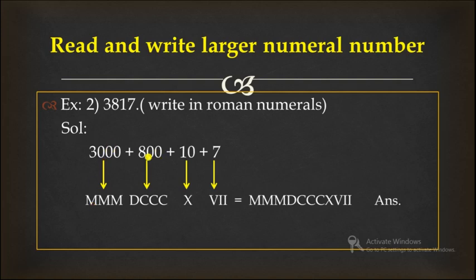Now 800 we can write as DCCC. Value of D 500 and value of C 100, and C is written here 3 times. So 100 into 3 is 300, plus 500, 800. Now for 10, X, and 7 is 5, 1, 1, VII. So we can write MMMDCCCXVII. This is the answer. This is how you can write a number in Roman numerals.